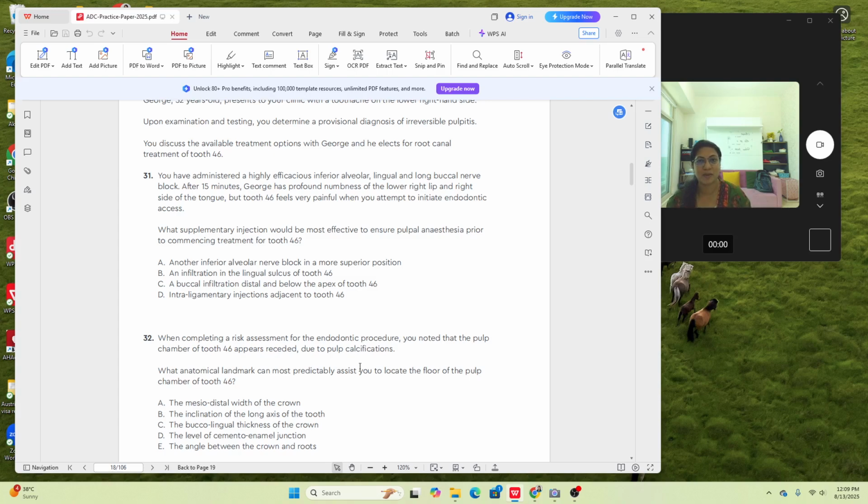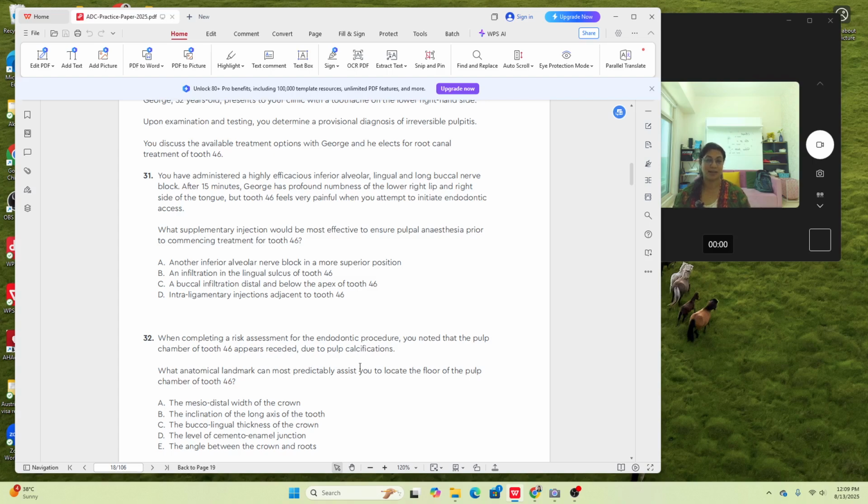because that pain is very sharp-shooting, horrible, mind-boggling pain, but it is what it is. So when completing a risk assessment for the endodontic procedure, what is a risk assessment? You see how risky the procedure is basically, right? And how risky it's going to be for you. The patient is just opening the mouth and sitting. You have to do the risk assessment.